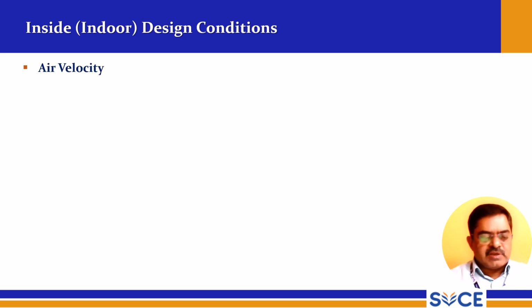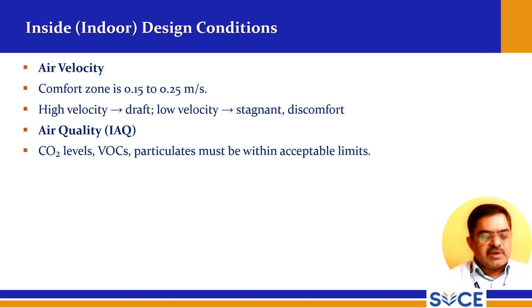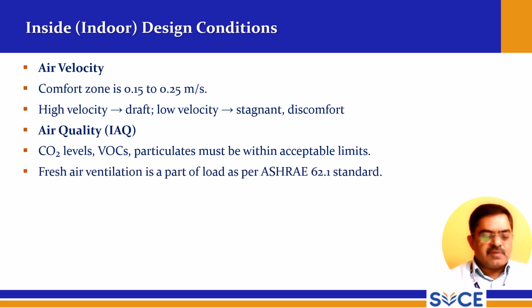Air velocity is another factor. The comfort zone is 0.15 to 0.25 meters per second. Even a fan should not cause more than this. With high velocity there will be draft, and with low velocity the air will be stagnant, which causes discomfort. Internal air quality, CO2 levels, VOCs and particulates must be within acceptable limits. Fresh air ventilation is a part of the load as per the ASHRAE 62.1 standard.